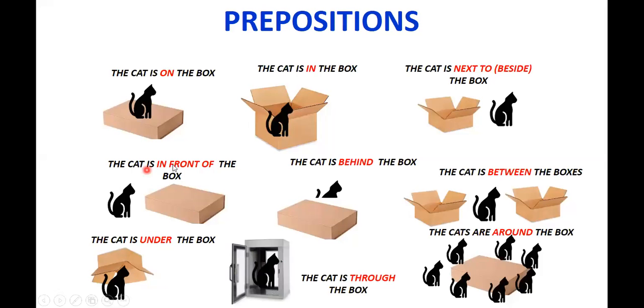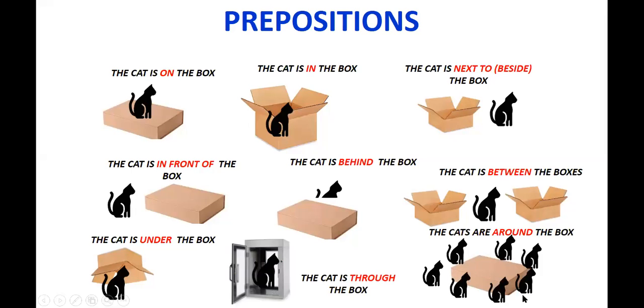Okay, the cat is in front of the box. The cat is behind the box, right? So behind. The cat here is between the boxes, right? The cat is between the boxes. So that's the position. The cat is under the box, under. The cat is through the box, a través de, ¿verdad? La caja. And here, the cats are around the box, alrededor, ¿verdad? De la caja, around the box.